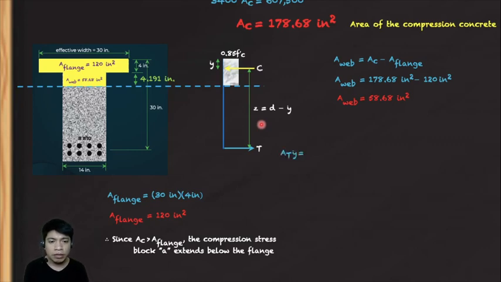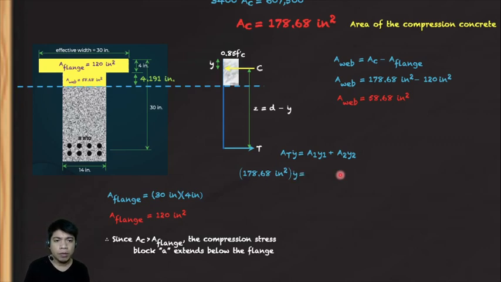So, using Varignon's theorem, guys, A sub T or total area multiplied by bar sub y is equal to A sub 1 y1 plus A sub 2 y2. So, take note, our A sub T here is the area of the compression concrete. Bar sub y is the centroid, no? The location of the centroid from the extreme compression fiber. A sub 1 is the area of the flange, and A sub 2 is the area of the web. Of course, y1 and y2 are both the distances of the centroid of the flange and of the web from the extreme compression fiber.